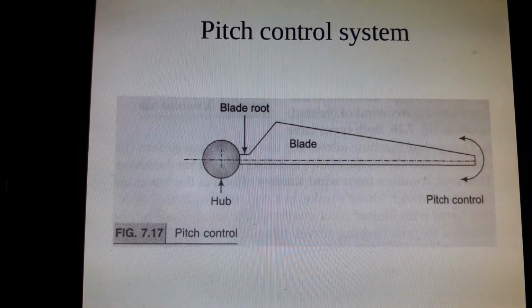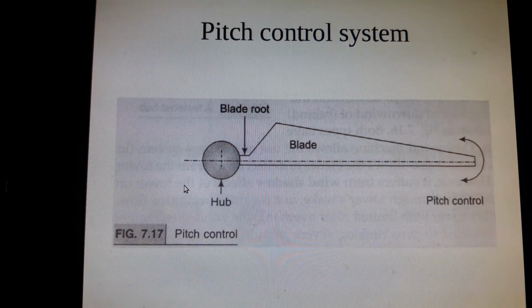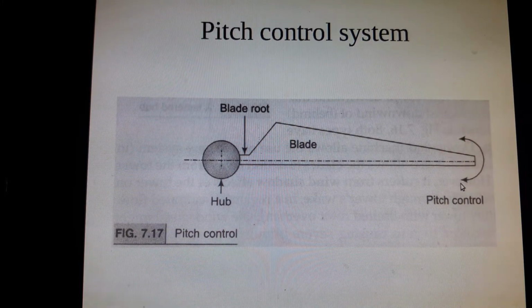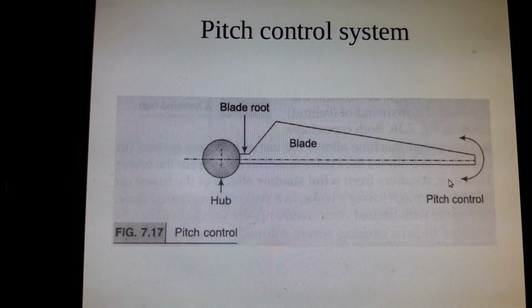Here is the diagram showing the turbine blade, the blade root and the hub. And here with the help of this arrow we are explaining the direction of the pitch control.